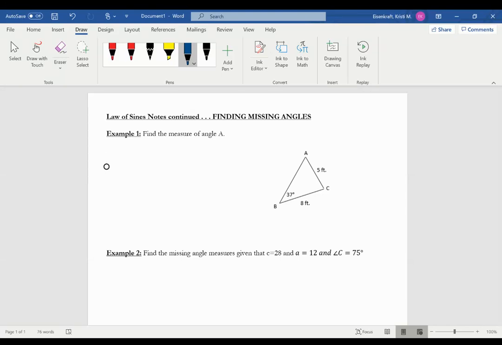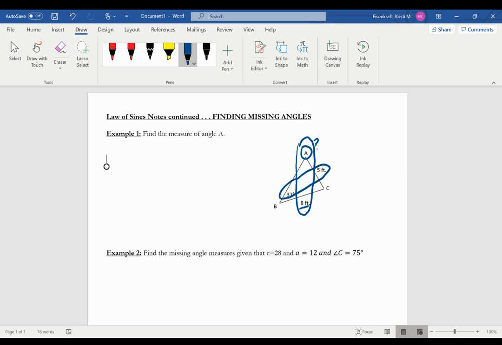I'm back with another Law of Sines video, this time focused on how to find missing angles. So jumping right in, example 1: find the measure of angle A. Angle A here is our unknown. Looks like we have side A, so we're going to use this as part of our proportion. And it looks like the other given information is angle B and its opposite side, side B.